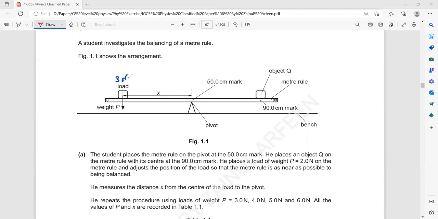Then we add 3 Newton and we'll get the value for X. Then we add 4 Newton, we'll get the value for X. So if we are increasing the load, the value of X is decreasing. And the same thing, if the value of X is maximum, the value of the load should be minimum. So we want to determine the minimum value of the load. How can we determine the minimum value of a load?